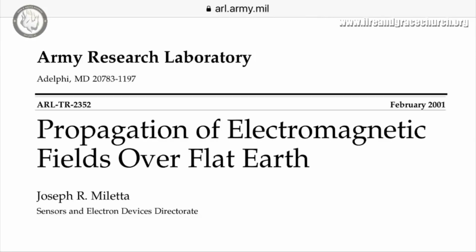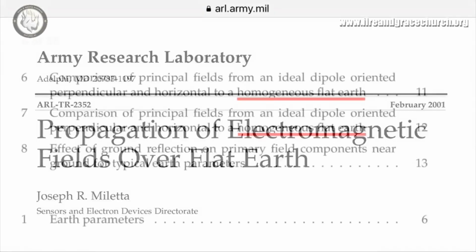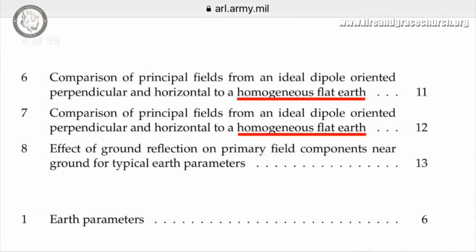Army manual, February 2001. You can say, oh, Pastor D, the 1950s stuff and the 1960s stuff, oh, they just didn't know. They've learned stuff since, right? Nope. They tell you right here. And you go into the manual. Here's the table of contents. It says comparison of principal fields from an ideal dipole oriented perpendicular to a horizontal and homogeneous flat earth.